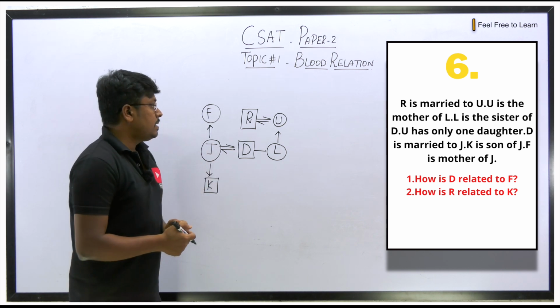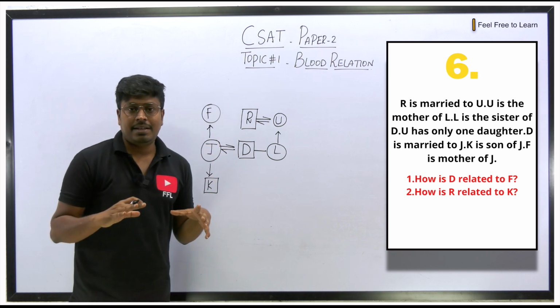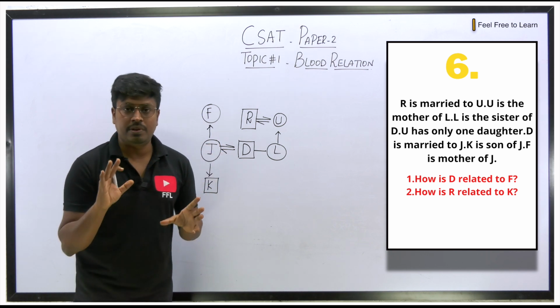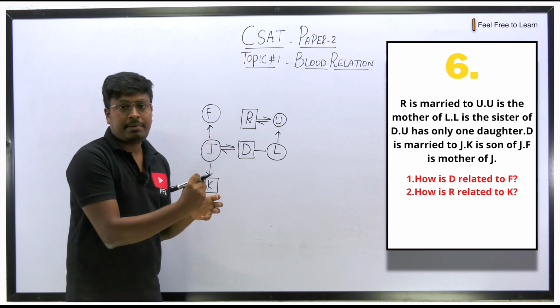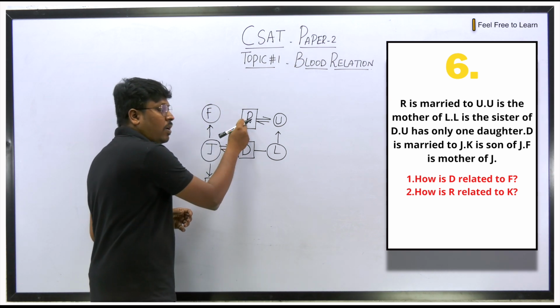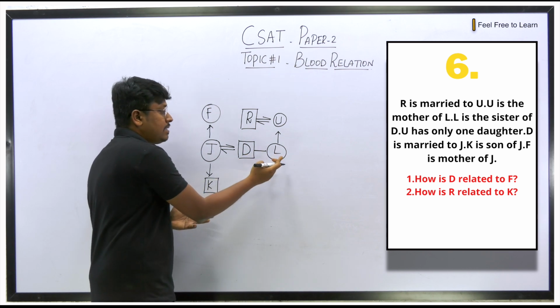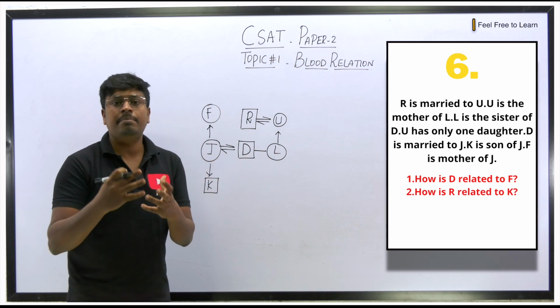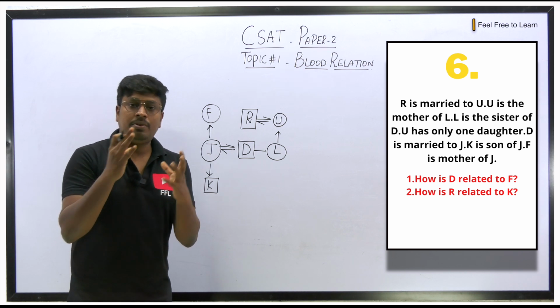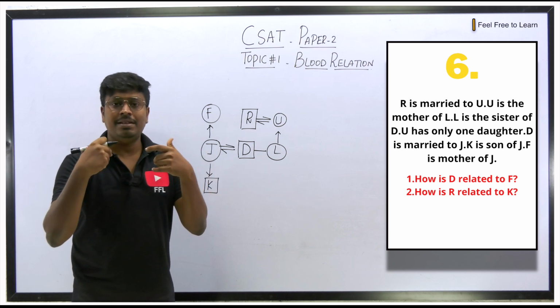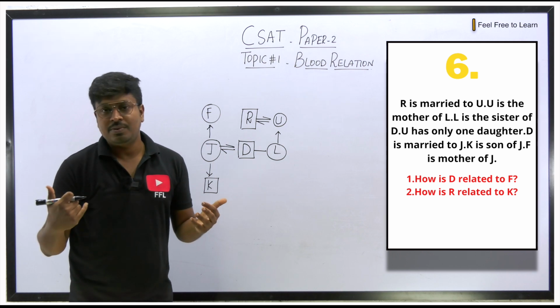Understood? So this is the way you need to solve the questions. In your CSAT exams, what they usually do is give some extra points. For example, R is a doctor, K is a nurse, similarly L is a nurse. So they also give some professions. You need to draw the family tree as well as mention that profession, and then start solving the questions.